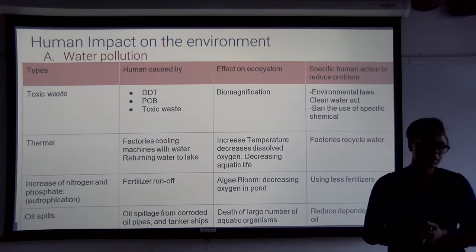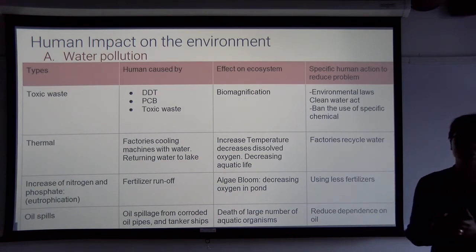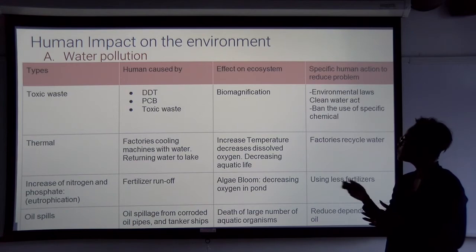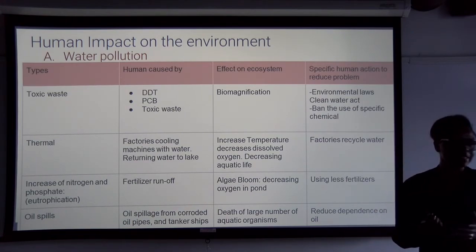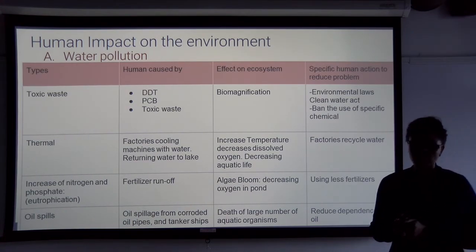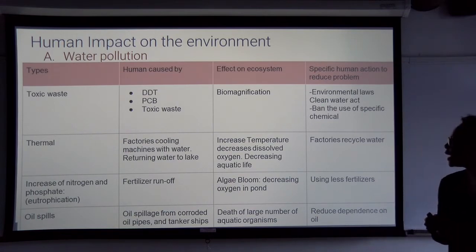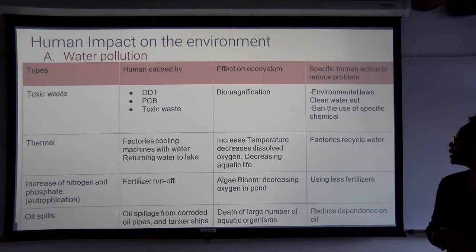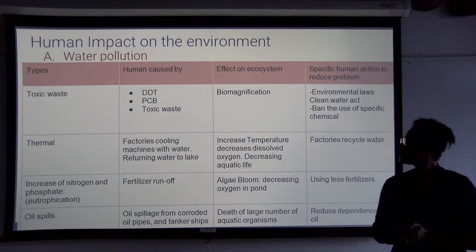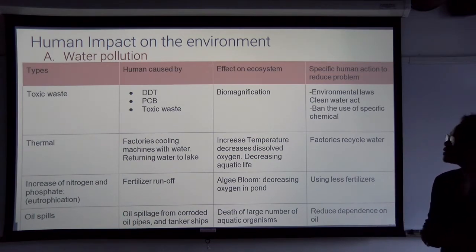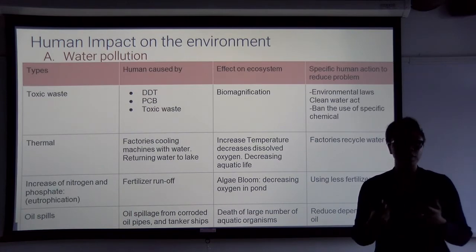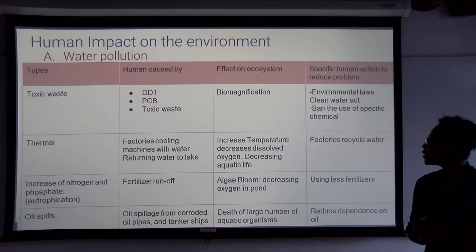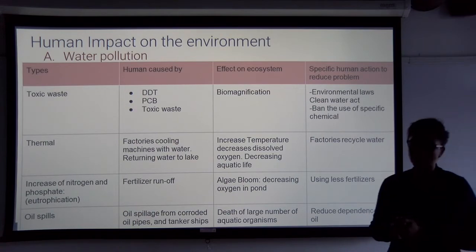PCB is a toxic material that was used, and I think GE was a company that was reported the most as far as affecting the Hudson River with PCB. It was used in the generators, and it would end up in the Hudson River, and PCB was a huge problem back in the day for the Hudson River. Toxic waste in general, like untreated sewage, is another form of toxic waste ending up in a body of water.